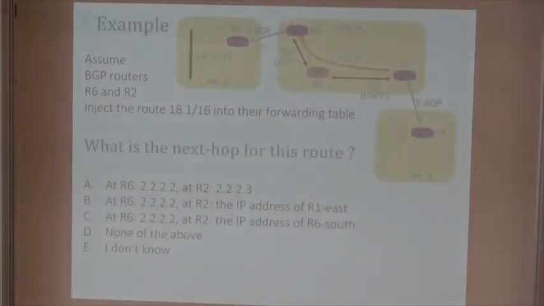So let's assume here we do only injection and no redistribution. So R6 and R2 inject the routes into the routing table. What is the next hop for this route at router R6 and R2?